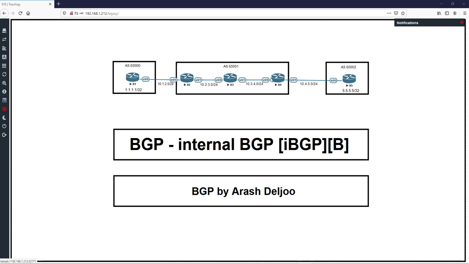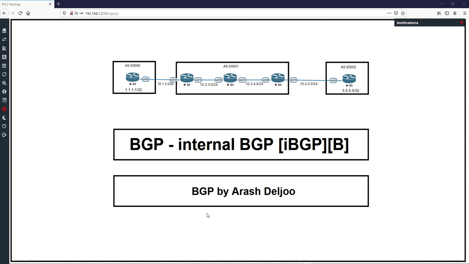R2 and R4 are the PE routers, or provider edge routers, and R3 is the P router. This means the provider router, or core router. Here, we should use iBGP in the service provider as a transit network. We talked about this in the previous video, but in this scenario we have another problem, and we should talk about that and understand it.